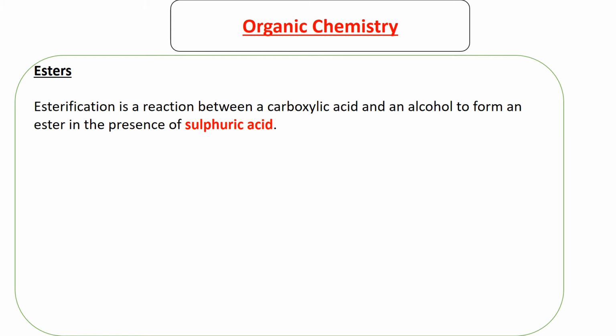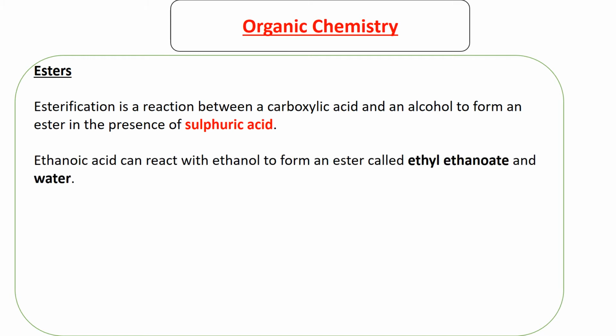So the importance I'm going to emphasize later. What you can keep in mind now is that sulfuric acid is a drying agent. So that's where you see the connection between the formation of esters and the need for a drying agent. So ethanoic acid can react with ethanol to form an ester called ethyl ethanoate, and water.